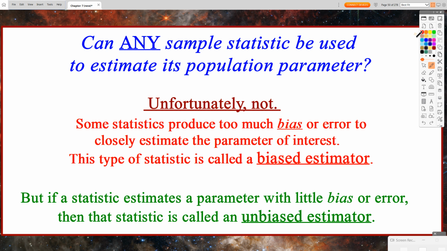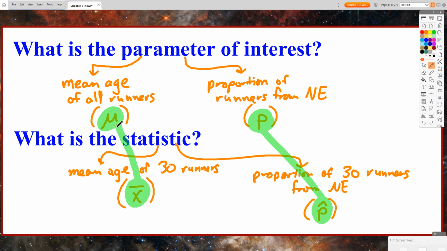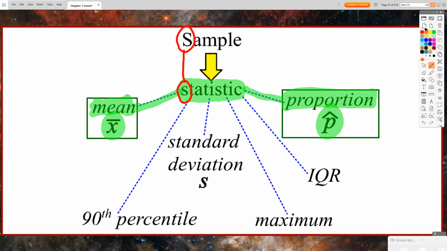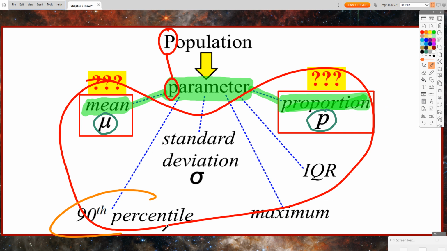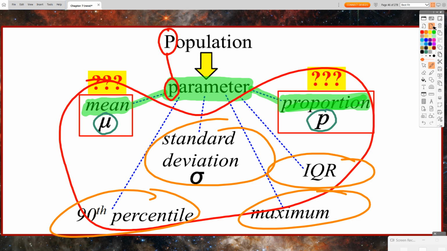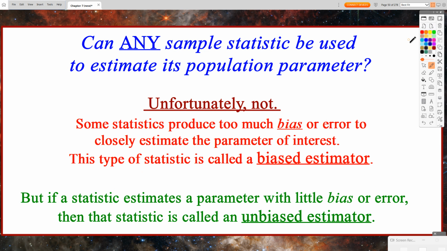Now, can any sample statistic be used to estimate its population parameter, right? That's what we were just talking about. Can we use X bar to estimate mu? Can we use p hat to estimate p? Well, let's go back a little bit further. Can we use any of these sample values to estimate their corresponding population values? And unfortunately, that's not true. So some statistics produce too much bias or error to closely estimate the parameter of interest. And this type of statistic would be called a biased estimator. But if the statistic estimates a parameter with little bias or error, then that statistic is called an unbiased estimator.